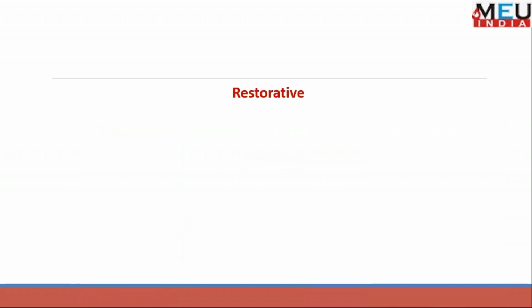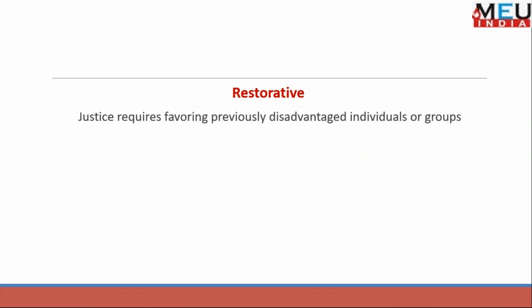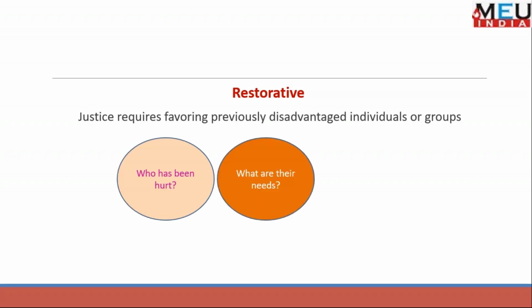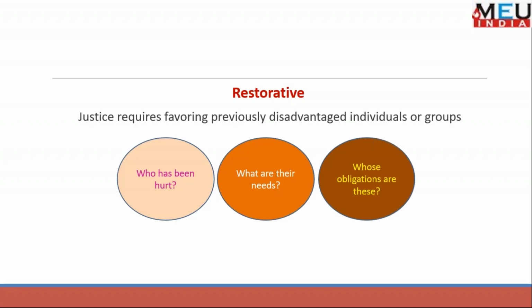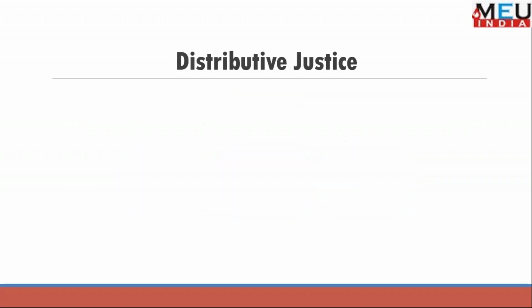Then there's another type of principle which is called restorative justice. And this is justice which requires favoring previously disadvantaged individuals or groups. Now, this type of justice looks at who's been hurt, what are their needs, whose obligations are these. One of the examples for restorative justice is what we see for scheduled castes and scheduled tribes. They are given certain privileges, and this is what is called restorative justice. So people who are disadvantaged are given preference.